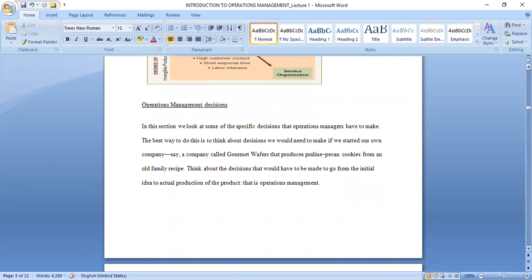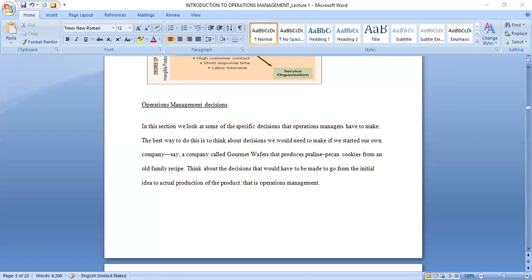So let's look at operations management decisions. These decisions are either long-term or short-term. The long-term decisions that show the specific direction of an organization are called strategic decisions. And the short-term decisions are called tactical decisions, as we are going to see later on.